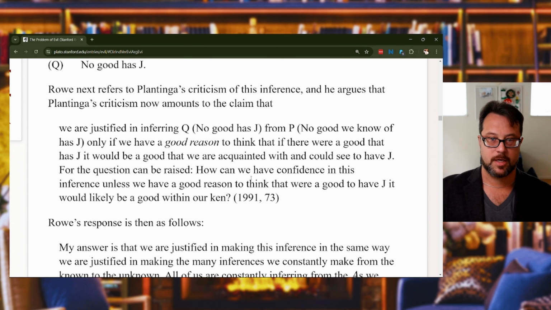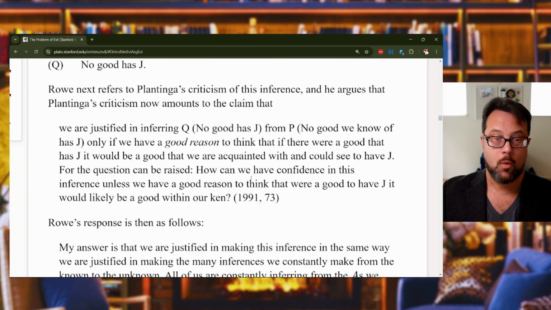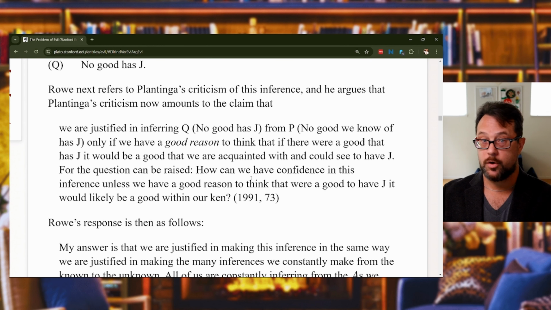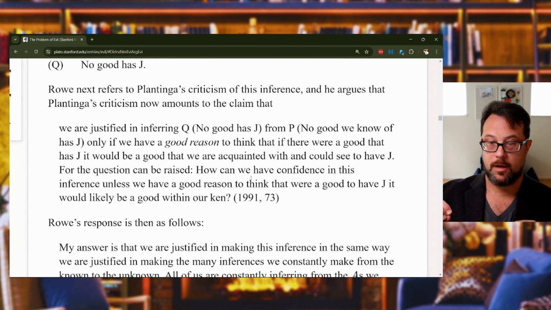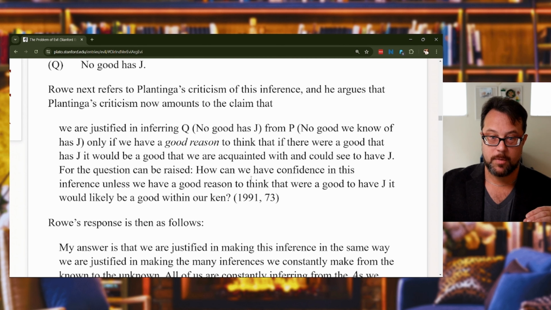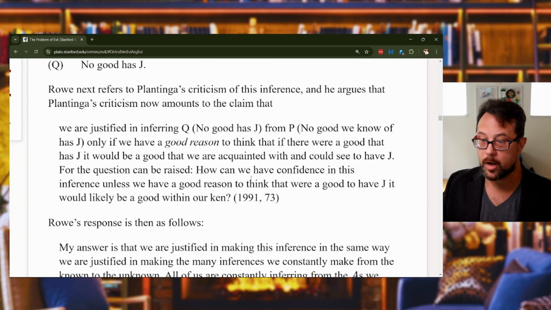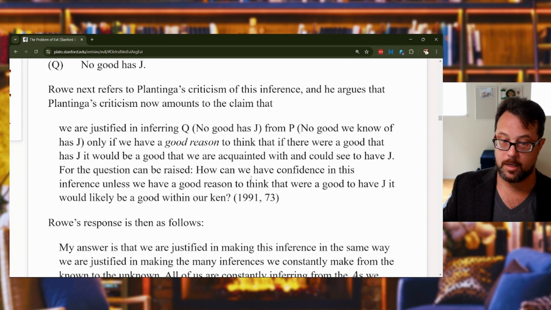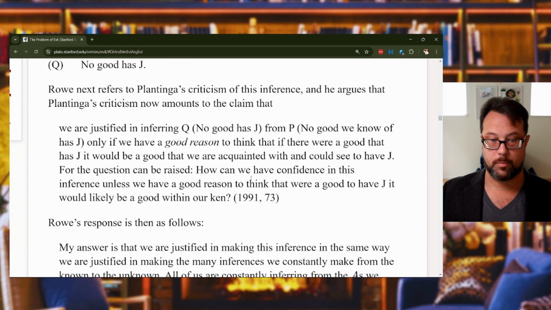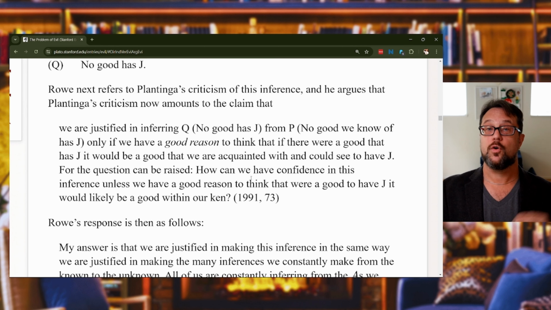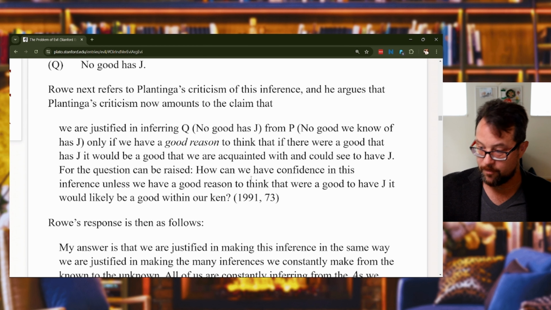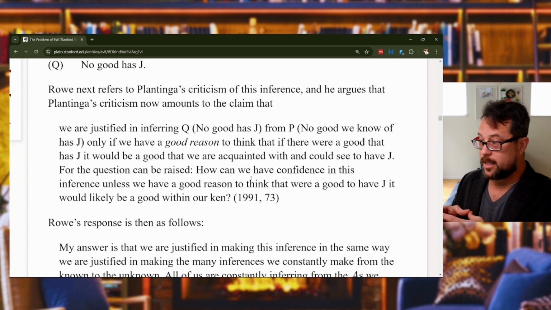He discusses it and argues that his criticism amounts to, quote, "we are justified in inferring Q, no good has J, from P, no good we know of has J, only if we have a good reason to think that if there were a good that has J, it would be a good that we're acquainted with and could see it to have J. For the question can be raised, how can we have confidence in this inference unless we have a good reason to think that were a good to have J, it would likely be a good within our ken?" So Plantinga says, look, if you're going to infer Q from P, then we need a good reason to think that if a good were to have this property J, we'd know about it, or we'd be likely to be able to observe it.